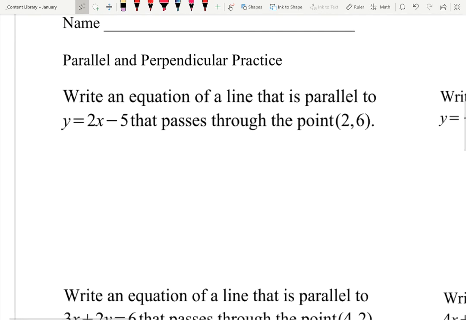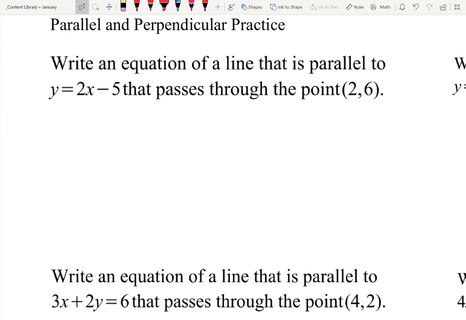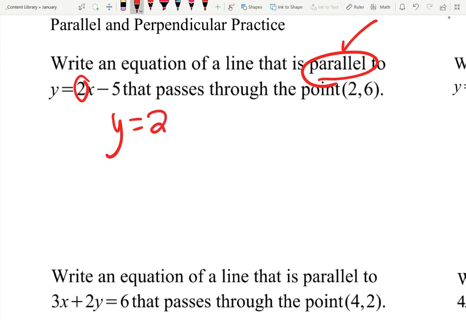So starting with this first one, write an equation of a line that is parallel to y equals 2x minus 5 and passes through the point (2, 6). Now, parallel means the same slope, and this equation has a slope of 2. So when I write my answer, y equals, my equation is going to have the same slope, because parallel means the same slope. So it's also going to have a slope of 2.